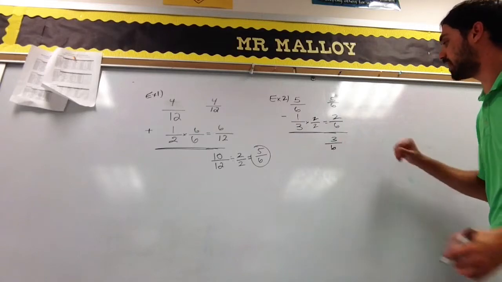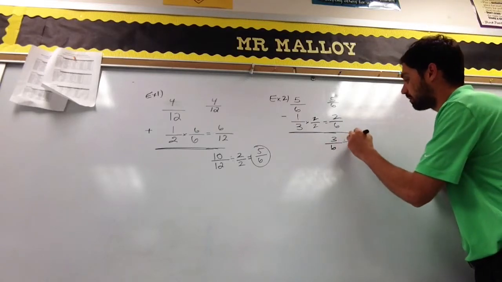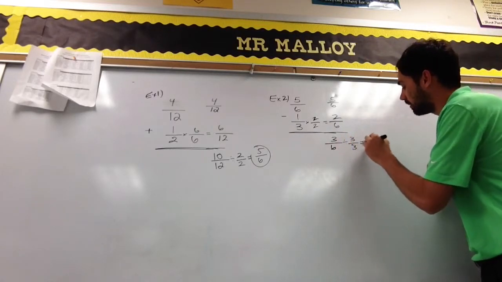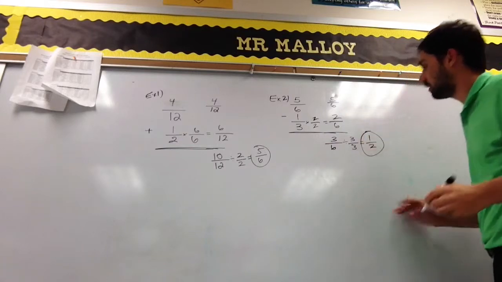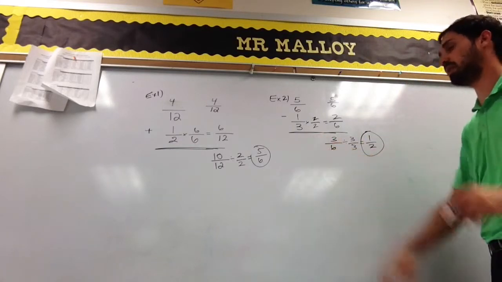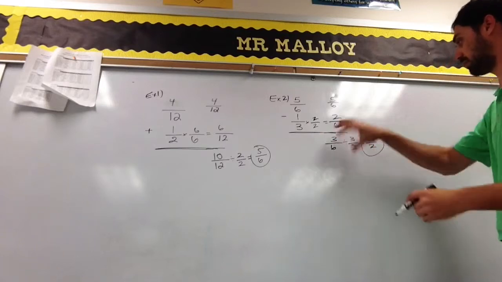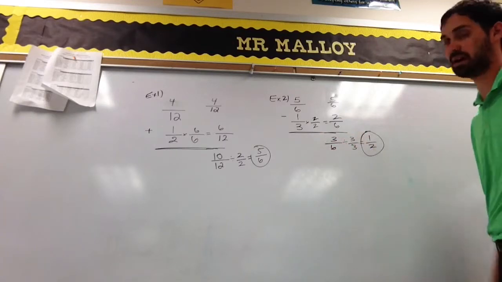What number can be divided out of 3 and 6? Well, that'd be 3 over 3, which would be 1/2. And at this point, a lot of kids recognize right away that 3/6 is a half, and they'll just skip this part and write 1/2.